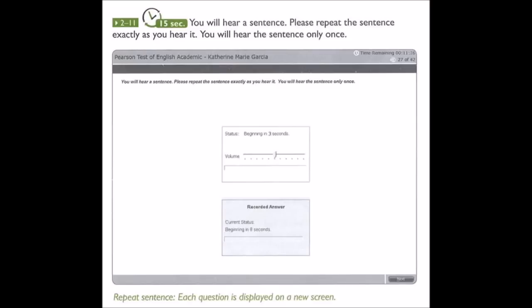Test 1. Repeat sentence. Page 15. 1. Factors such as cost and function influence the design of a bridge.